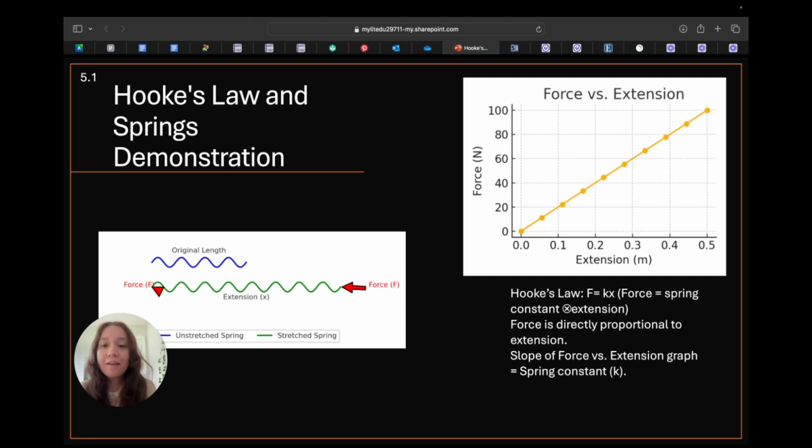And then on the left side, we have a diagram of a spring. The top part shows the spring at its normal unstretched length, and when we add a force, it stretches, and that stretch is called the displacement, or x. The arrow labeled F shows the direction of the force being applied, and this helps us visually understand how force causes the spring to stretch according to the formula F equals K times X.